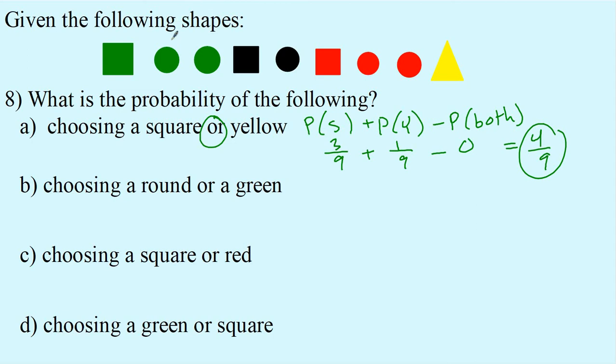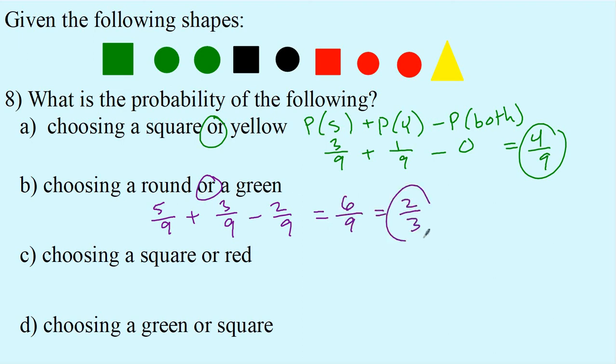The next problem. Choosing round or green. So probability of round is 5 out of 9, plus the probability of green is 3 out of 9, minus the overlap. We get 6 out of 9, or 2/3. So again, you could have just counted all the green or round things.